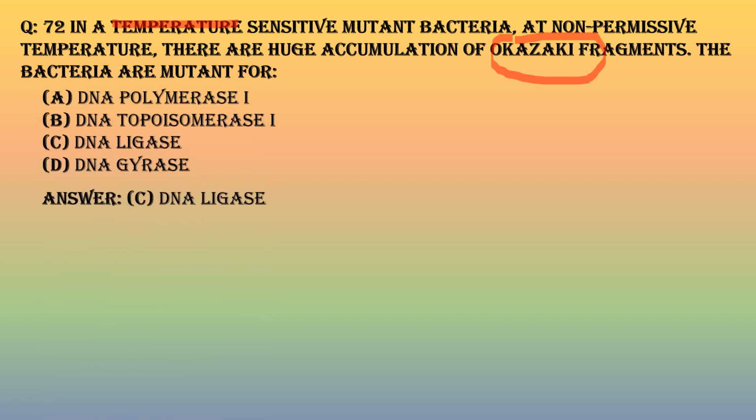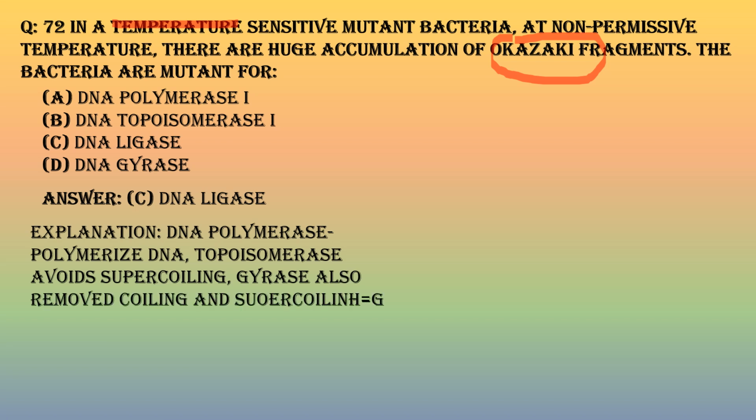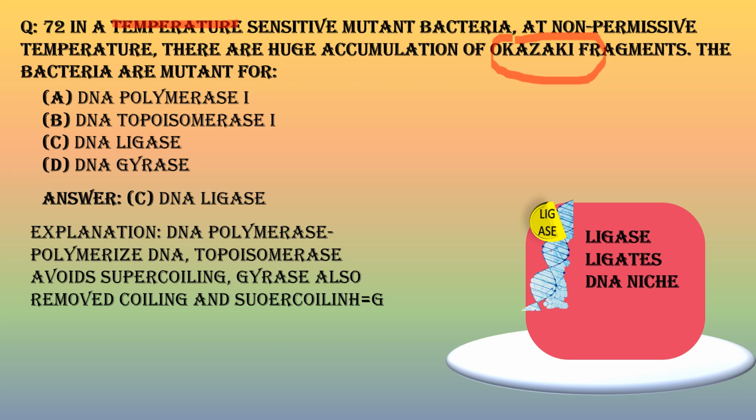The answer is very obvious. The answer is DNA ligase. So what happens when DNA ligase is absent? Okazaki fragments will be there, right? So ligase only ligates the DNA. So explanation: DNA polymerase synthesizes DNA. Topoisomerase avoids supercoiling. Okay, gyrase also removes the coiling and supercoiling. The DNA ligase only ligates the nick. Okay, what will the DNA ligase do? It will join the Okazaki fragments and make the DNA strand without a nick. So this is the answer.